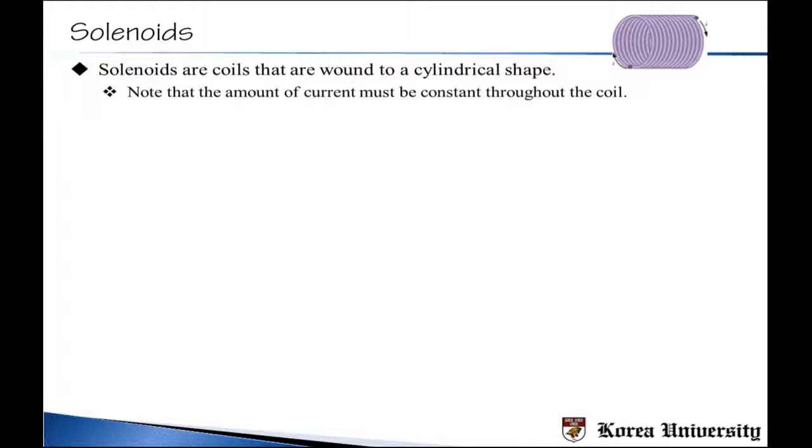And in this slide, we will study solenoids, which is a very important device in using magnetic fields. Okay, have you ever heard of solenoids? It is in fact nothing but a coil that is wound to a cylindrical shape, which looks like this. Okay, here the important thing you have to remember is that however long this coil may be, the amount of current is same everywhere. Why?